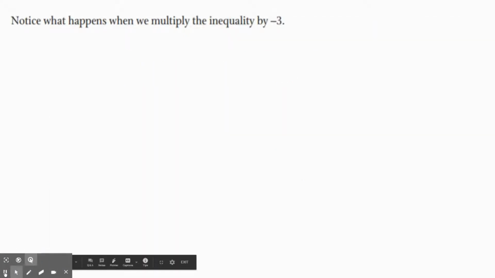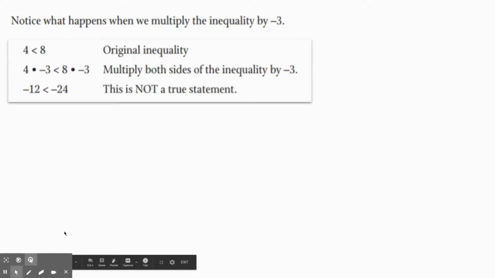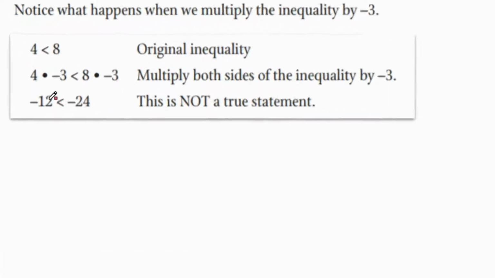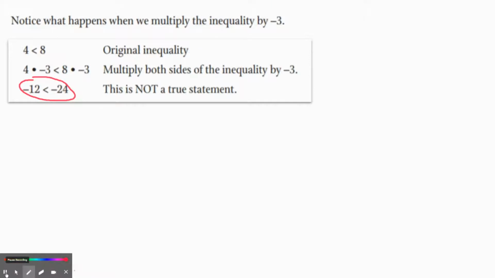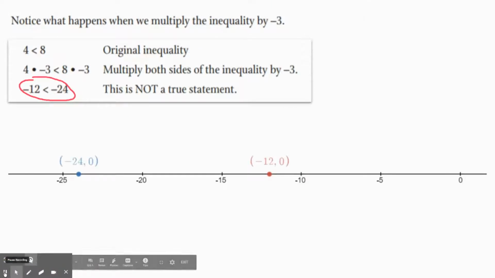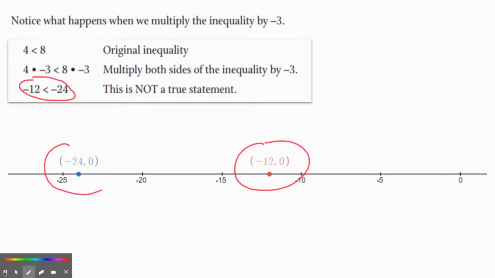Notice what happens when we multiply the inequality by -3. Now we have -12 is less than -24. Is that a true statement? Is -12 less than -24? And the answer is no. Notice how it is greater than -24. So there's a problem here. And that problem is that the less than symbol is incorrect.